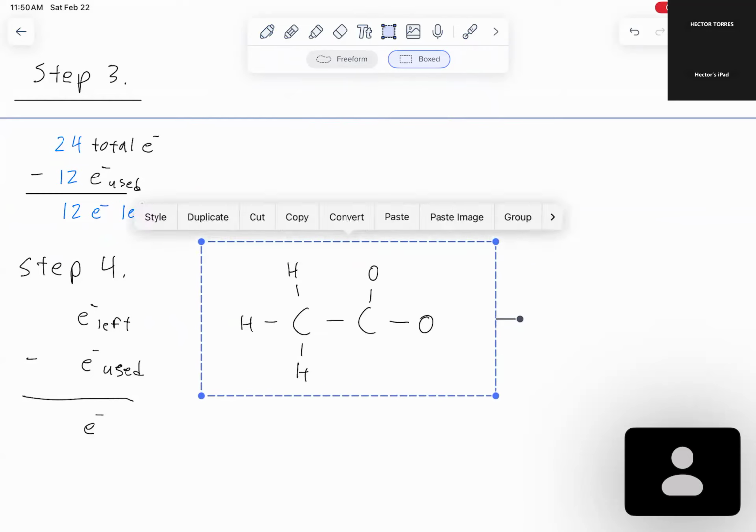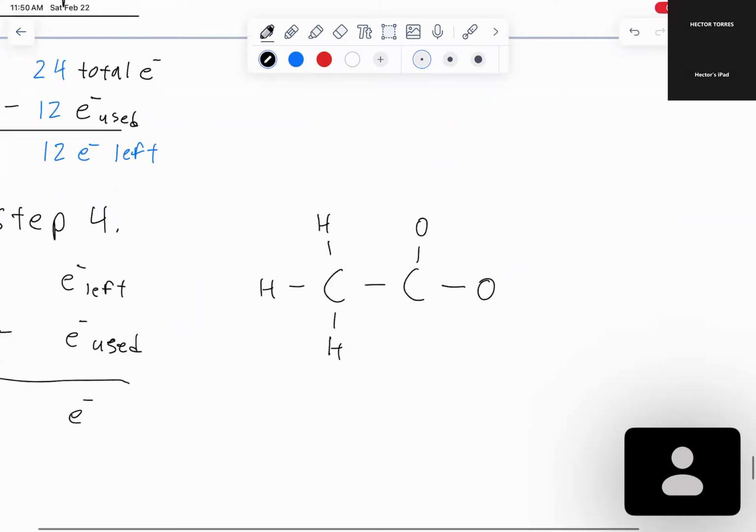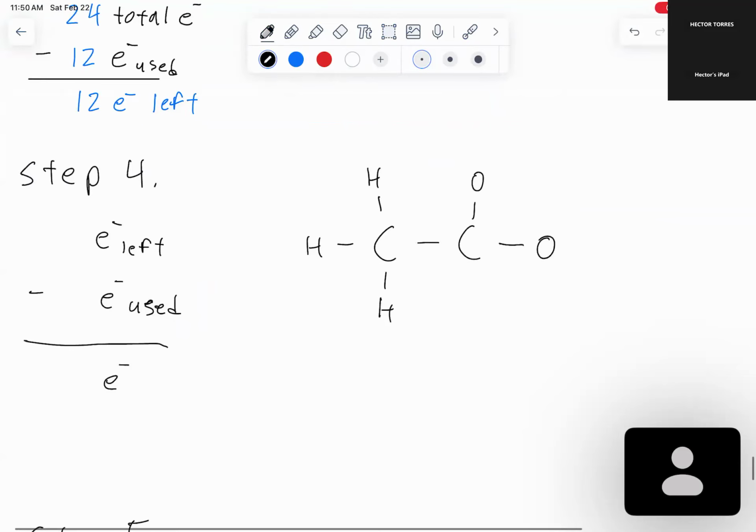In step 4, we're going to put lone pair electrons on the external atoms. So we're going to put them on oxygen. Hydrogen doesn't need any lone pairs, as it is stable with just 2 electrons. We're going to put 6 on each oxygen because that will complete the octet for them.